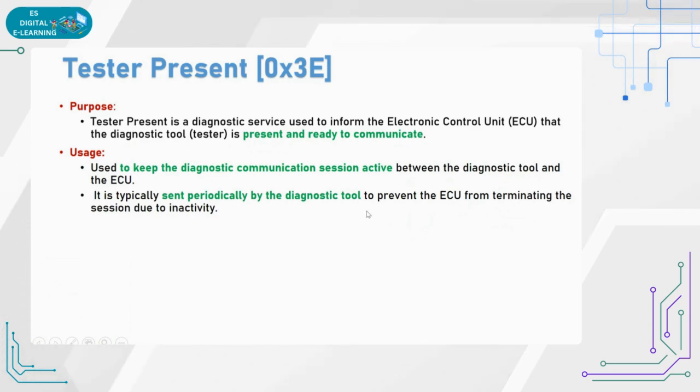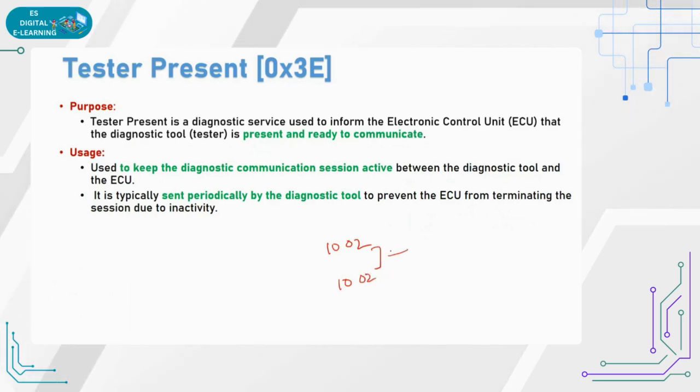Without TesterPresent, it will stay for only 5 seconds. We need to send 10 02 every time, every 5 seconds. After 5 seconds, it will time out. So within that time you need to send continuously. Imagine this is 4 seconds. After the 5th second, it will change to the default section. So first you send 10 02, and after 5 seconds it will change to 10 01.